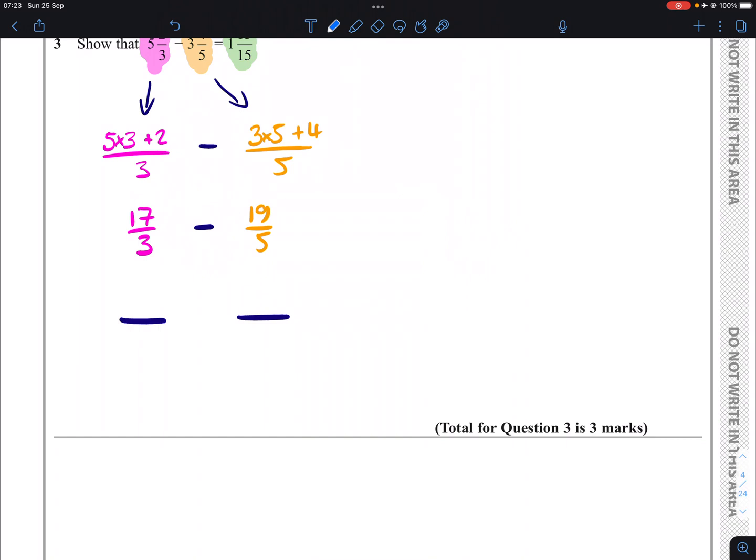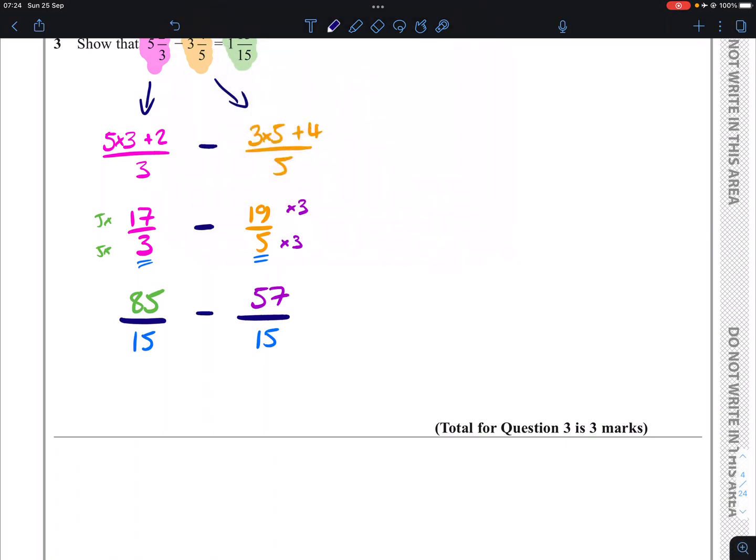Common denominator of 3 and 5 is 15. Lowest common multiple is 15. Meaning I'm going to have to multiply top and bottom of this fraction by 5 in order to turn that 3 into a 15. And I must do the same to the top. So 5 times 17 is going to give us 85. And in the other one, 5 must be multiplied by 3 in order to turn into 15. So I do the same with the 19, giving me 57.